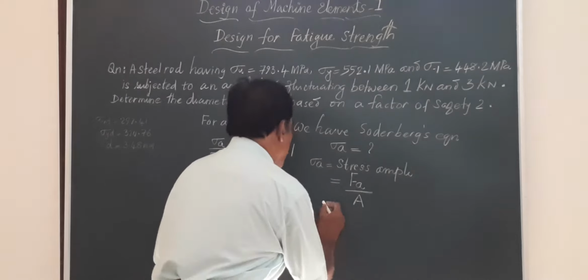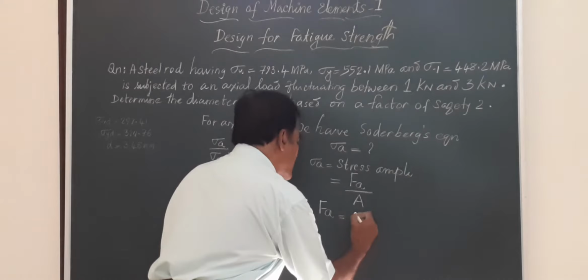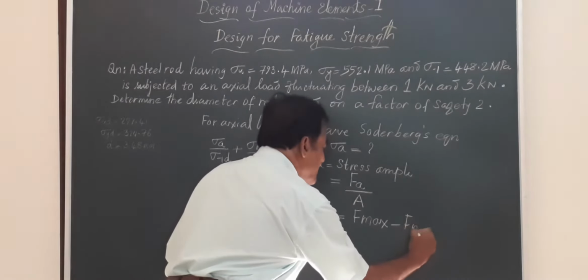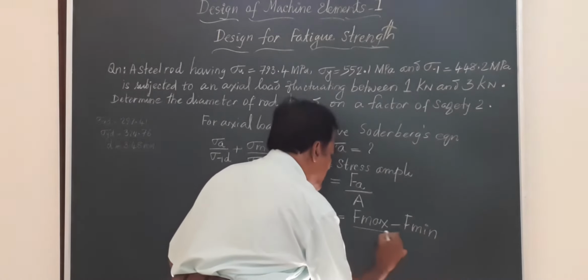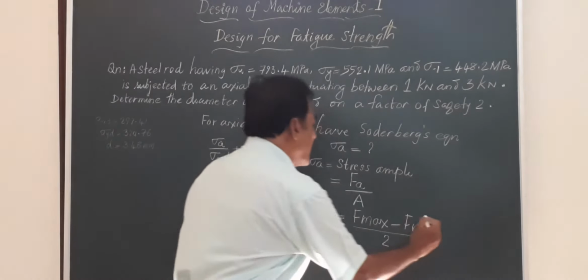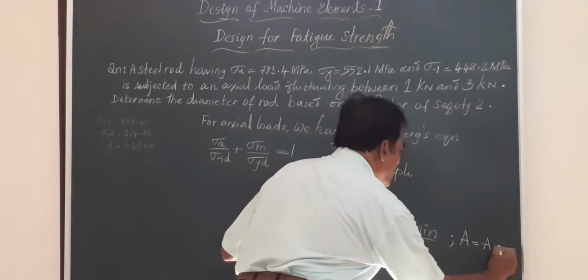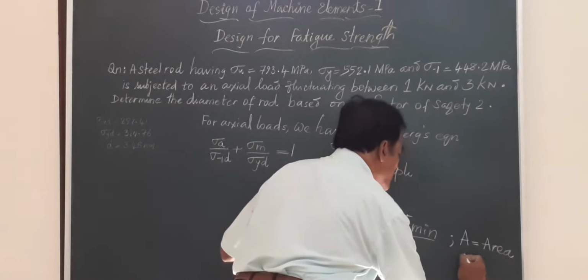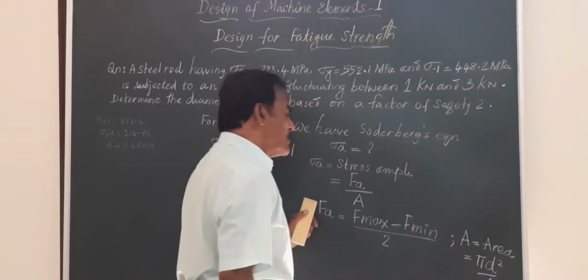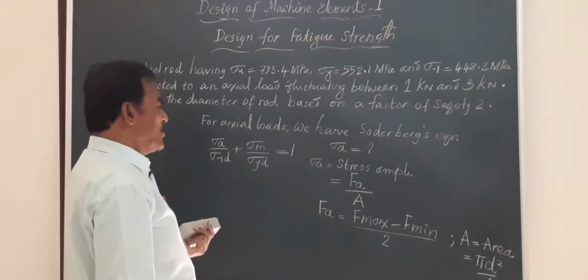What is this F_a? F is load and a is amplitude. F_a will stand for the difference between maximum load and minimum load divided by 2. Again, this equation is available in the data handbook. And A stands for the area of cross section, and if it is a circular rod, area of cross section would be pi d square by 4. And friends, if it is any other cross section, you will have to find out the corresponding area of cross section.